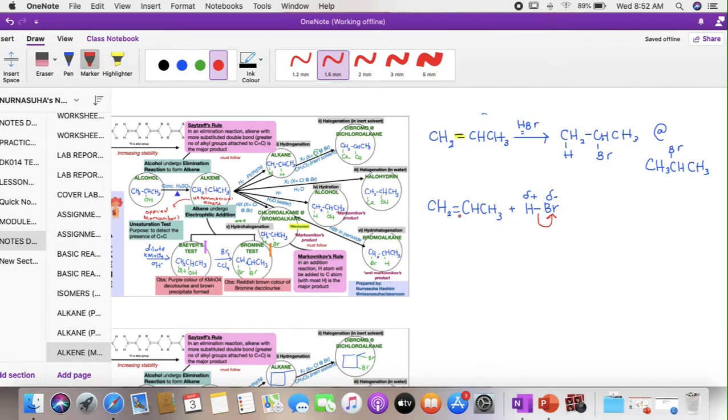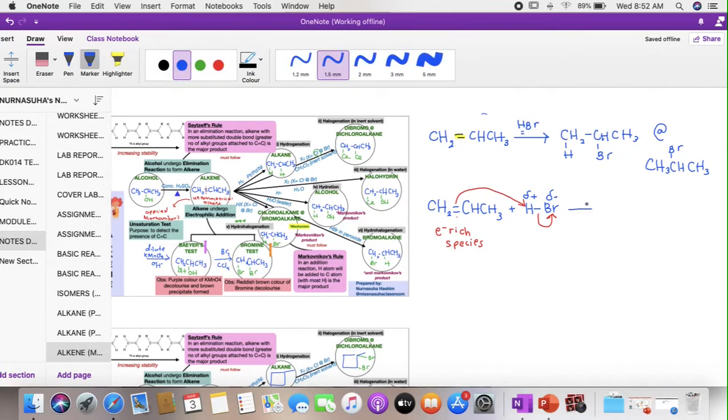So what happened? Species yang ada double bond ni is electron rich species, kaya dengan elektron. So hydrogen tadi dah tak ada elektron kan? So double bond akan donate dia punya elektron kepada hydrogen. So that is our first step.